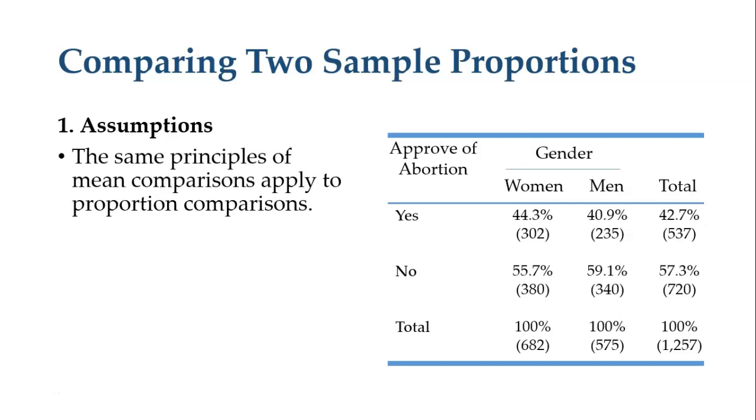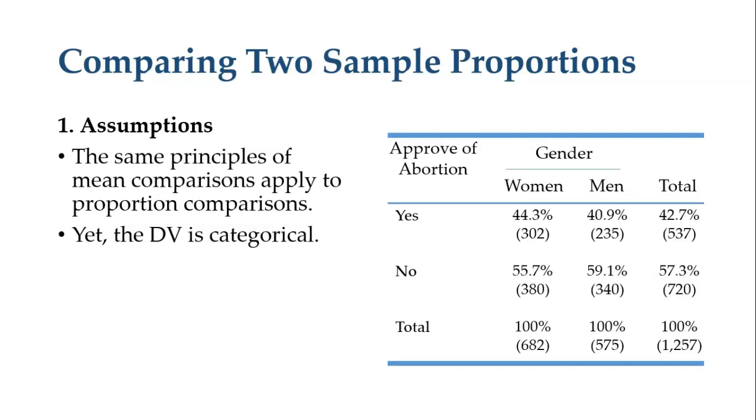What happens when you want to compare not the mean of two different samples, but a proportion of two different samples? That's what actually happens when your dependent variable is not numeric, but is categorical. With nominal or ordinal variables, you cannot compute the mean of those variables. You need to compute proportions.